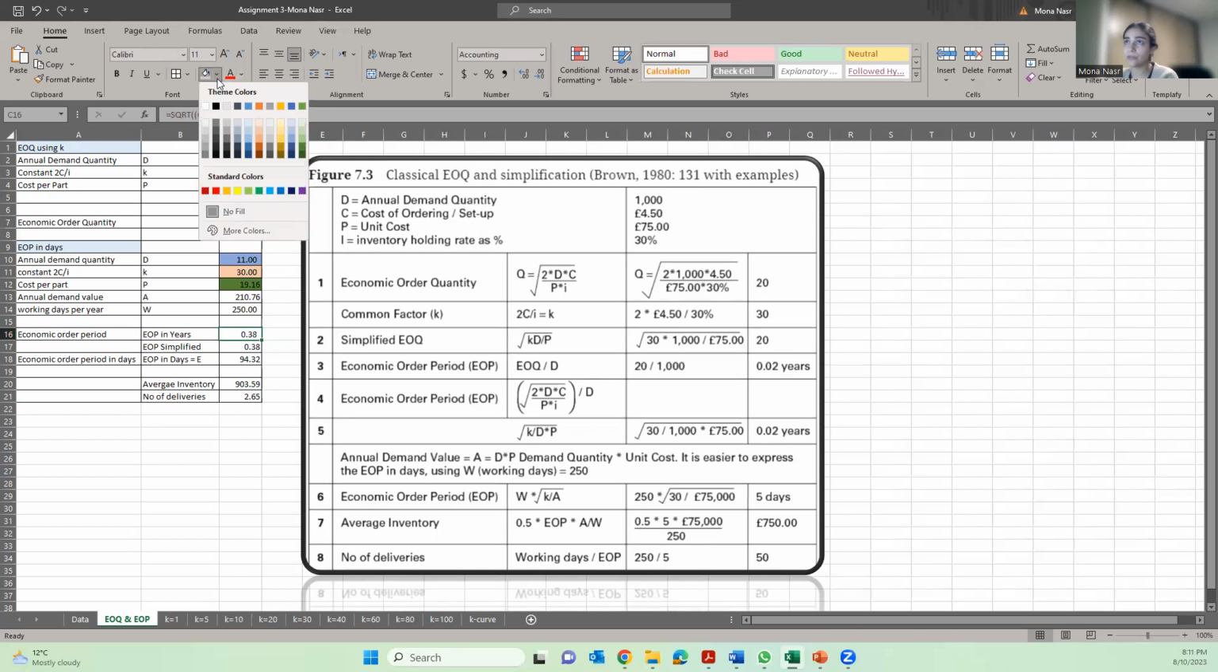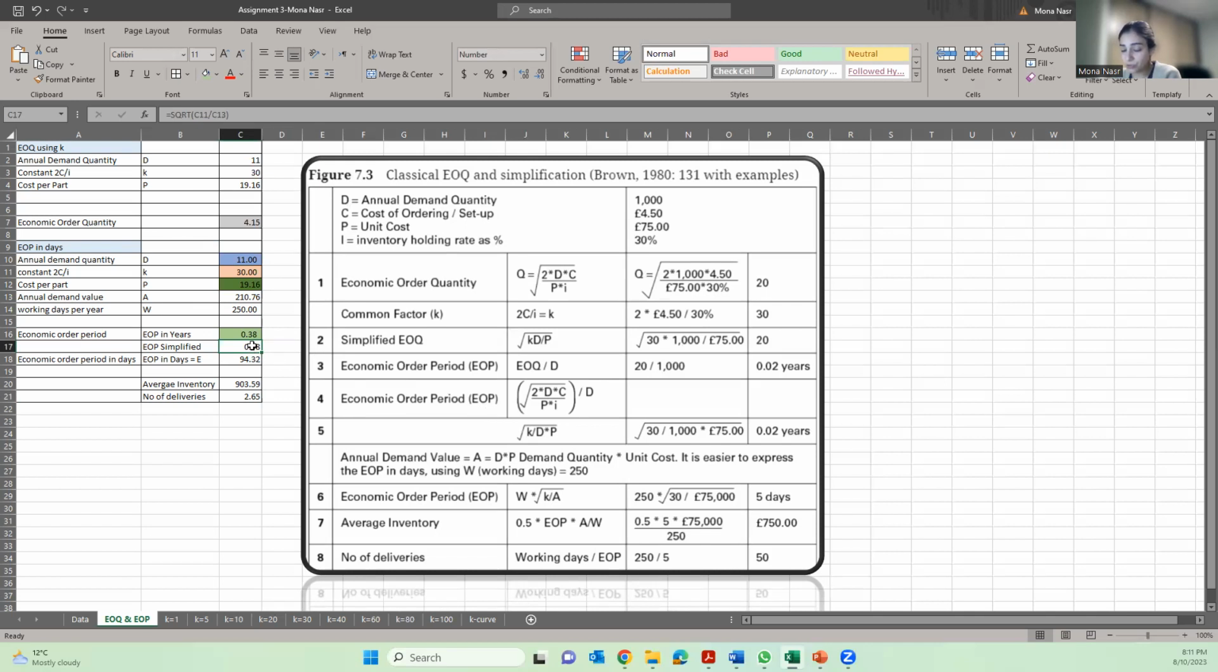Considering this formula, which is the square root of K times D divided by P divided by D, which is going to be 30 times 11. Sorry, the square root of 30 times 11 divided by 1916 divided by 11, which is going to be 0.38.